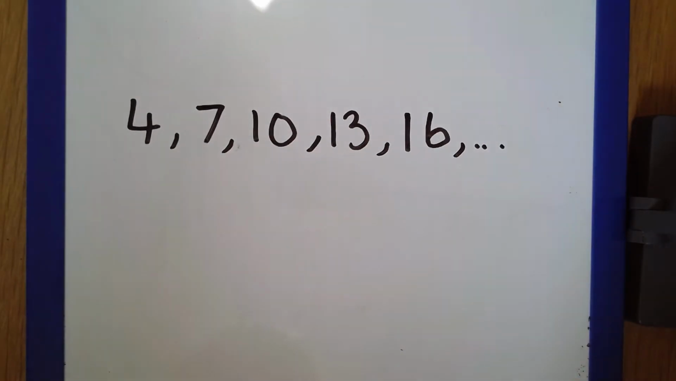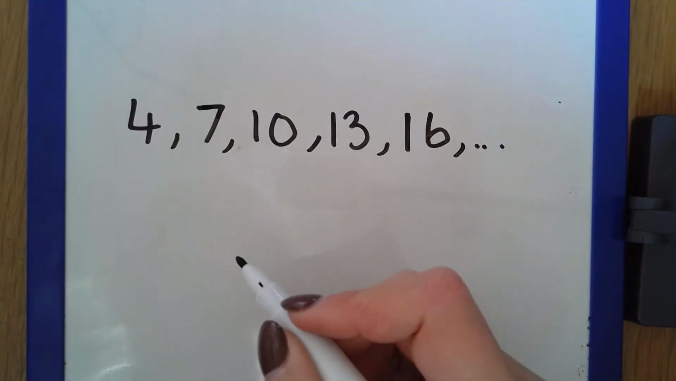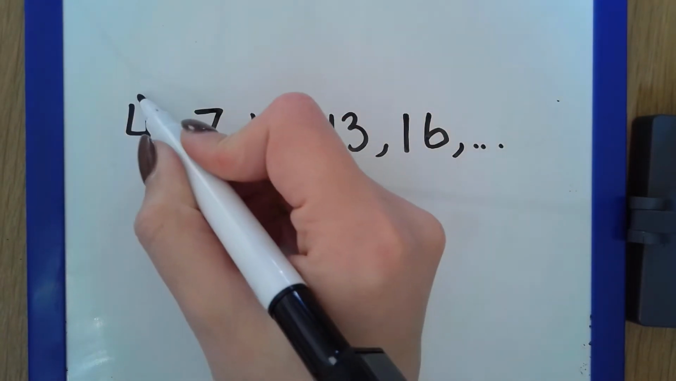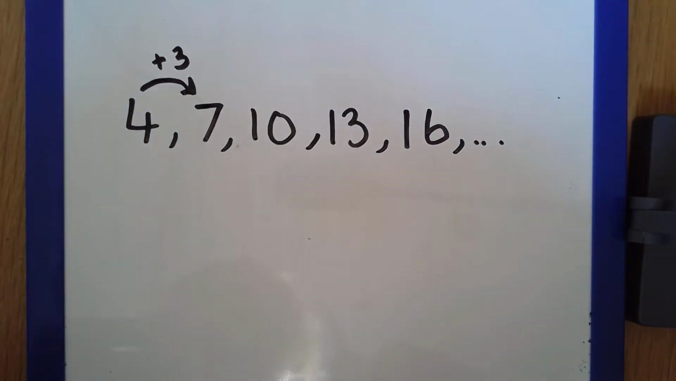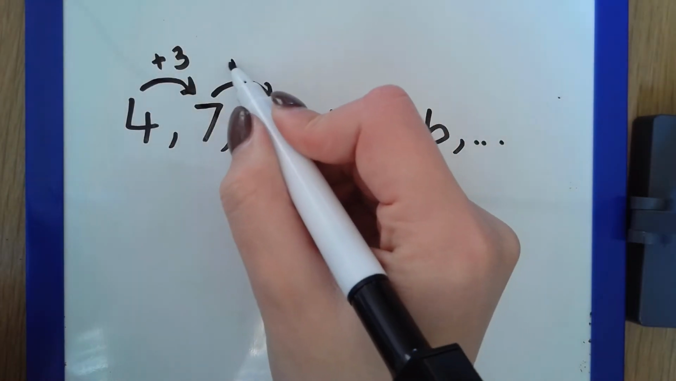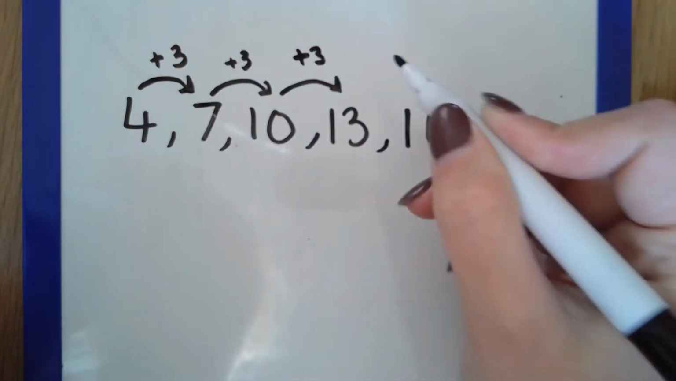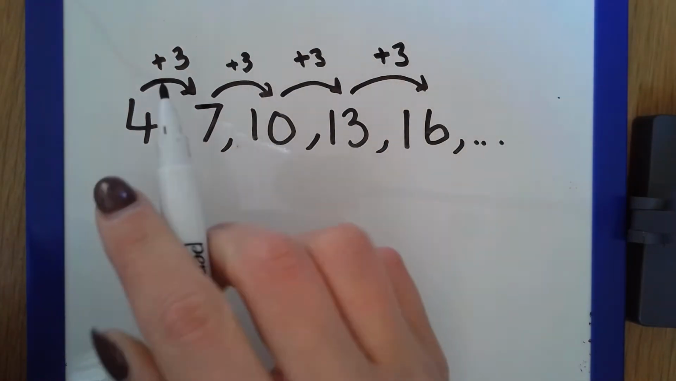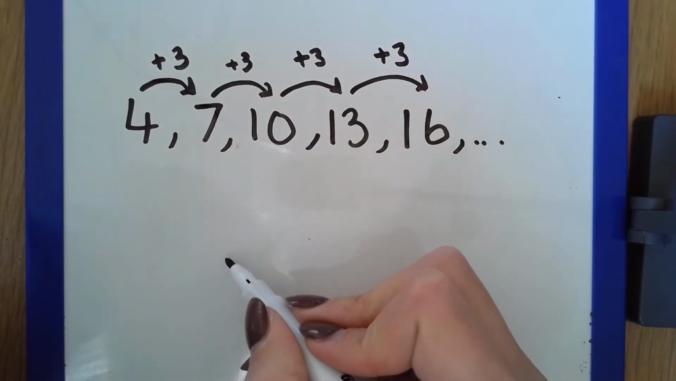So if we've got the sequence 4, 7, 10, 13, 16, you need to be adding on arrows to your question so you can see where each number is coming from. How do we get from 4 to 7? Well, we need to add 3. This time we're talking about plussing and minusing. How do I get from 7 to 10? I add 3 again. How do I get from 10 to 13? I add 3 again. How do I get from 13 to 16? I add 3 again.